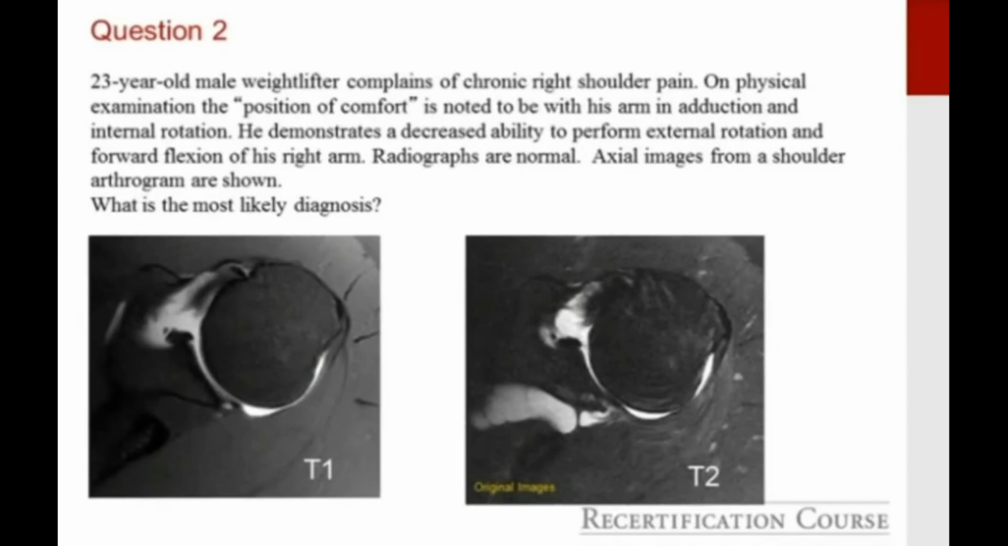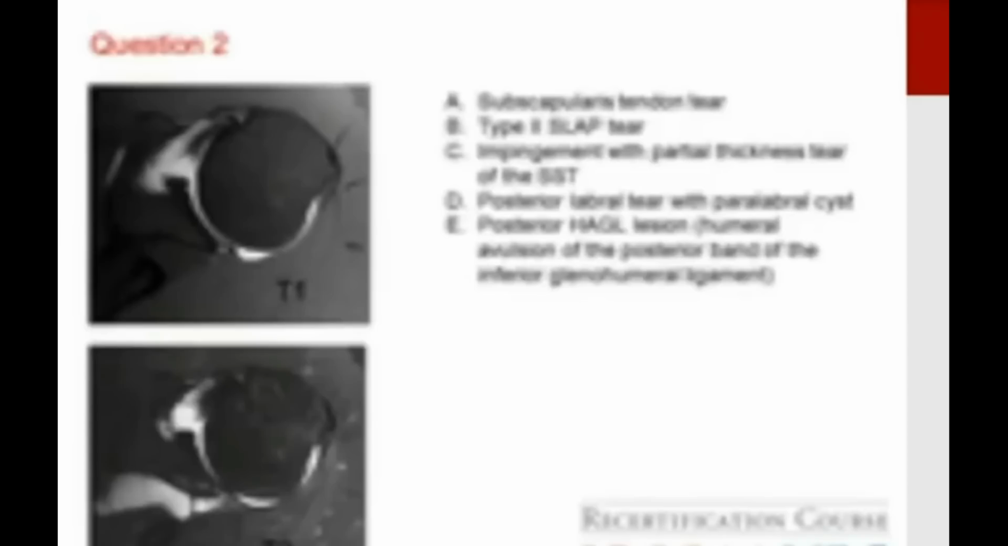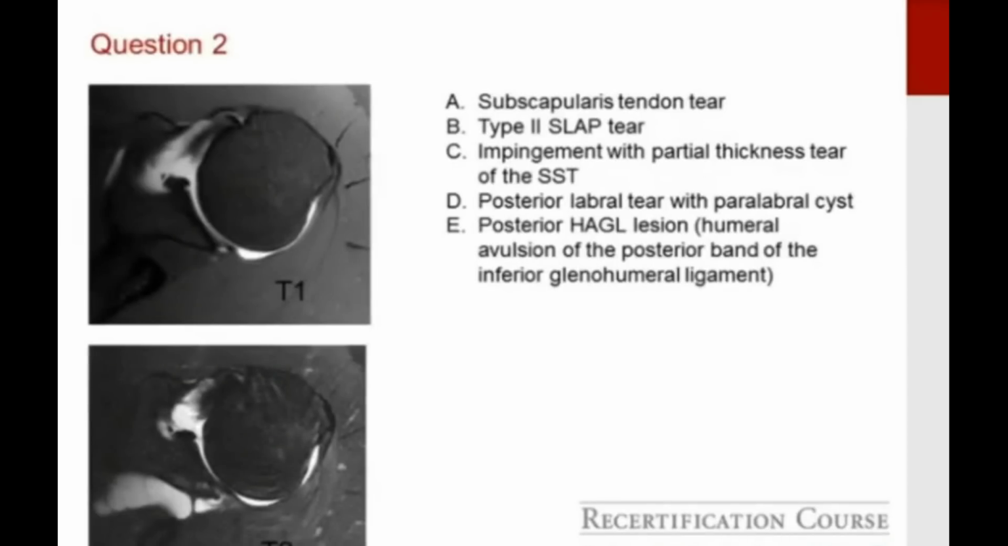Okay, question number 2. A 23-year-old male weightlifter complains of chronic right shoulder pain. On physical examination, the position of comfort is noted to be with the arm in adduction and internal rotation. He demonstrates a decreased ability to perform external rotation. The axial images of the shoulder are shown below. So what is the most likely diagnosis? Again, this is an MR arthrogram with a T1 weighted image on top, a T2 weighted image on the bottom with fluid in the joint.